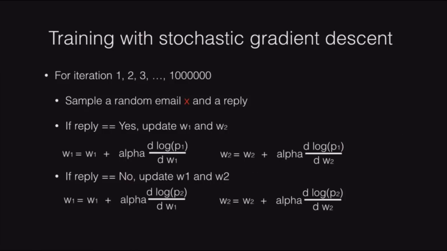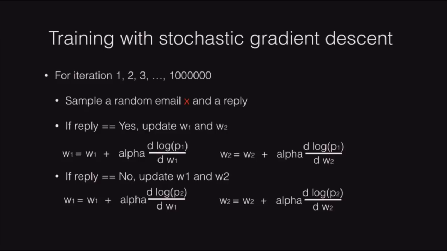Because to update, I said to increase the probability, what does that mean? What that means is that you find the partial gradient of the objective function with respect to some parameter. So now you have to pick some alpha, which is the learning rate, and then you say W1 is equal to W1 plus alpha times the partial derivative of log of P1 with respect to W1.